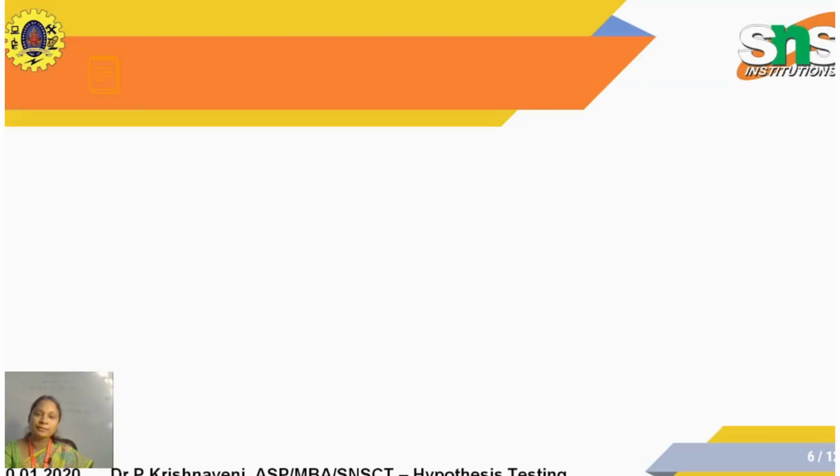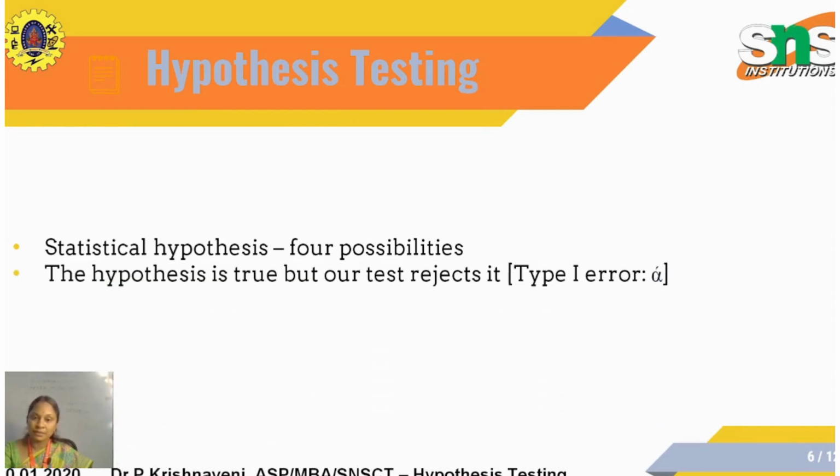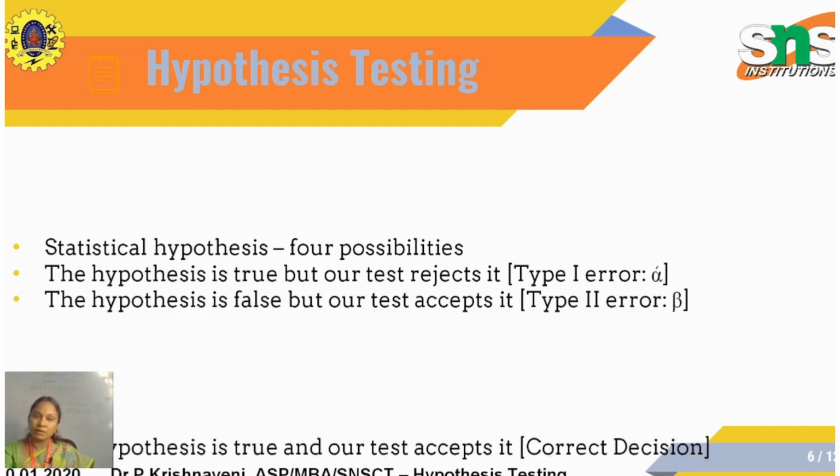In spite of all these things, normally we have 4 possibilities of error in a statistical hypothesis. One is that the hypothesis is true, but our test rejects it. Obviously, it is a type 1 error. For example, we have to accept the null hypothesis, but unknowingly we reject it. Type 1 error will occur. The next is that the hypothesis itself is false, but our test accepts the false hypothesis. Obviously, type 2 error will occur.